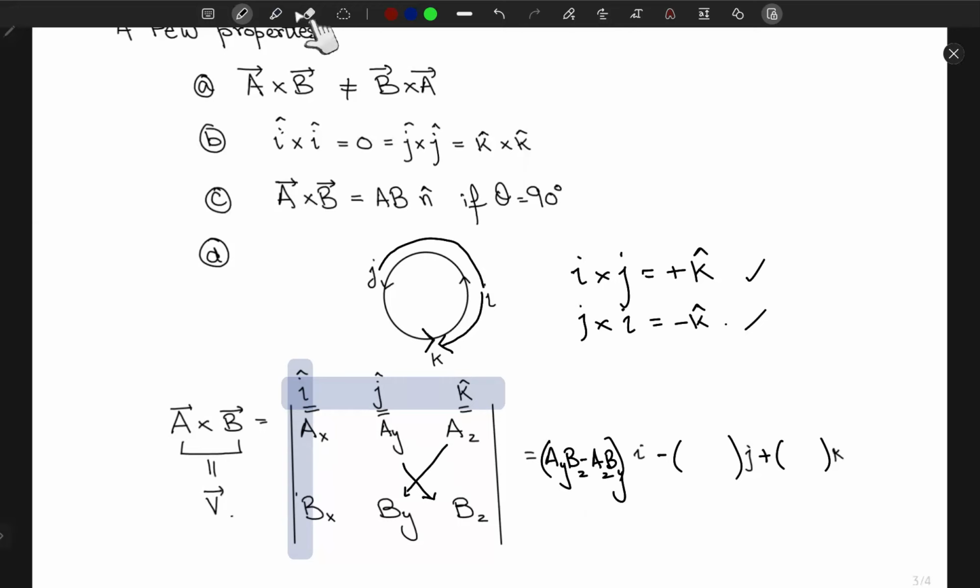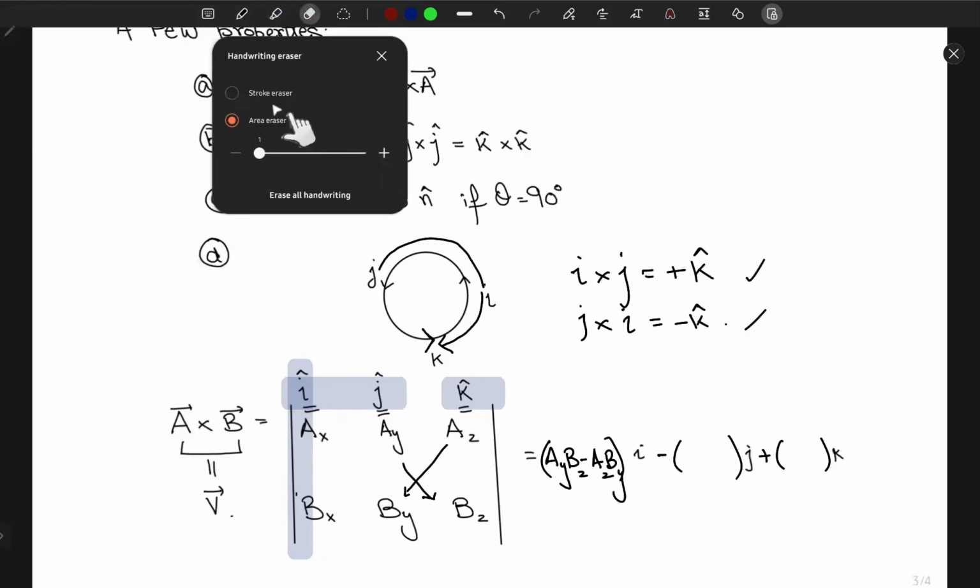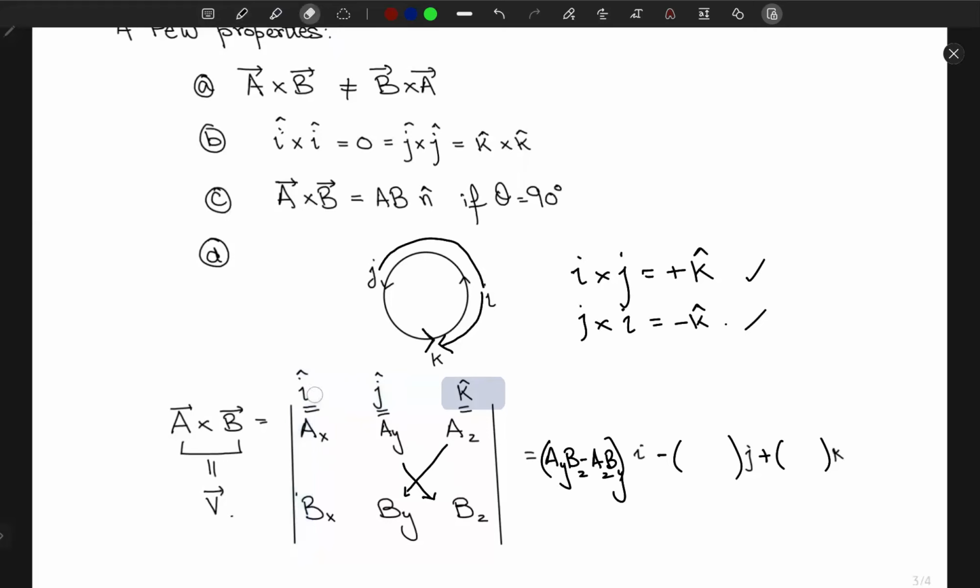Similarly, if you wanted to compute the J hat component, you would forget these and always keep forgetting this row. Then you would compute the determinant of what's left. So AX times BZ minus AZ times BX. So we're just computing the determinant, right?